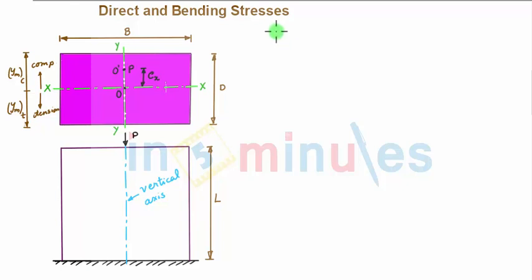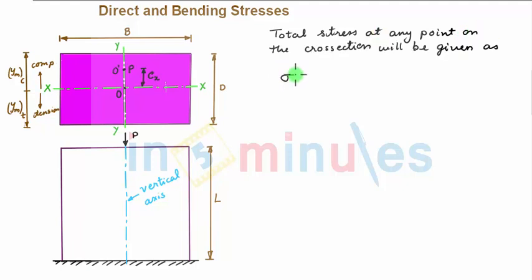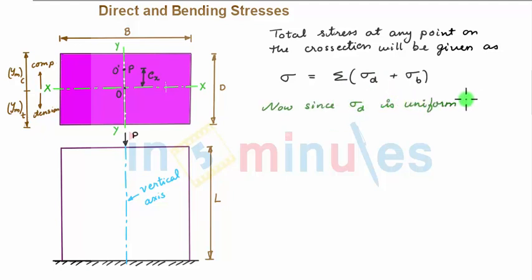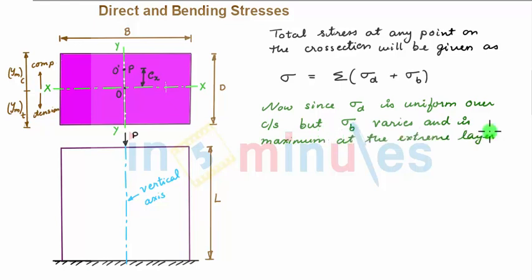Now, the total stress at any point on the cross section will be given as sigma is equal to the algebraic sum, that is, the addition of direct stress plus bending stress. Since both the direct stress and bending stress are longitudinal stresses, we can add them. Now since sigma d, which is direct stress, is uniform over the cross section, but bending stress varies and is maximum at the extreme layer, we consider extreme points of the cross section.